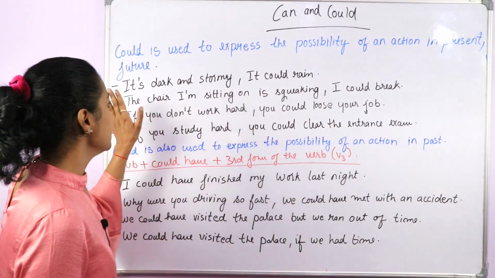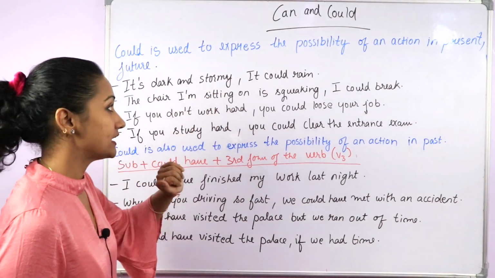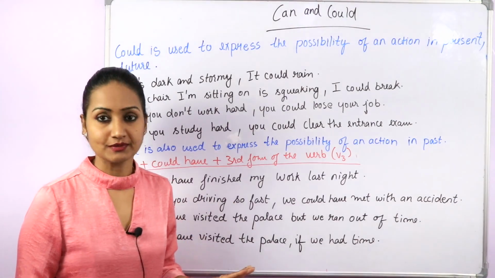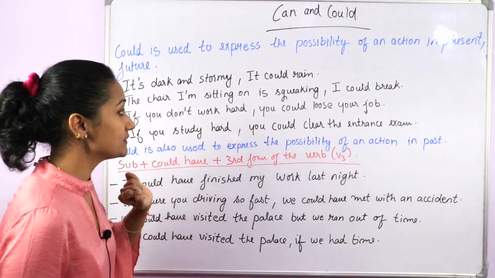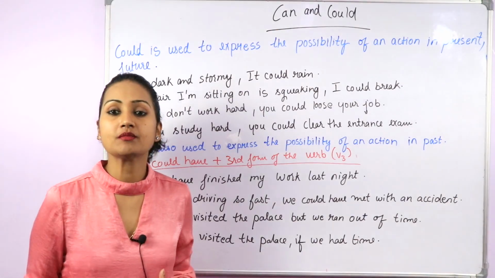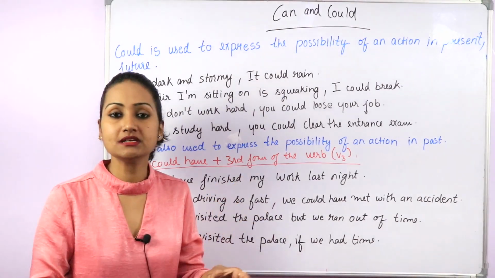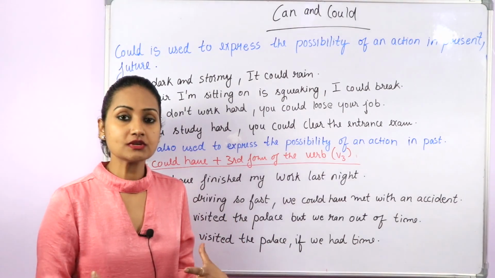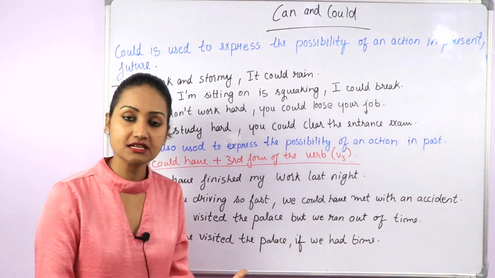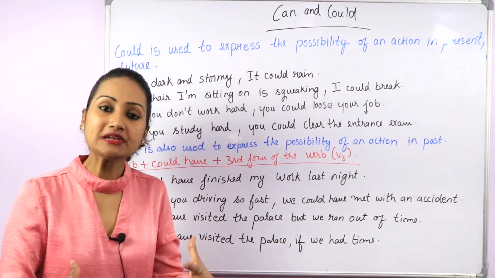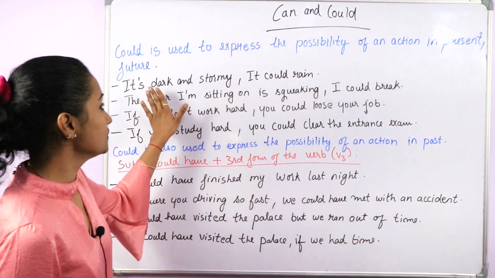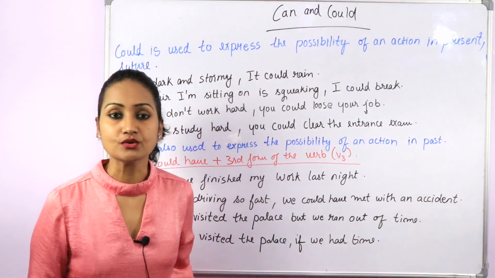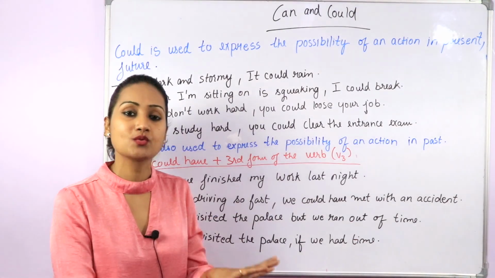How? It's dark and stormy, it could rain. So here we are talking about could, we are not talking about can. Okay, so it's dark and stormy, it could rain. For example, you come out of your office and you see it's gloomy, dark, stormy, and depending on this present situation, you can say that there is a possibility it could rain. There is a possibility of rain. Okay, so depending upon your present situation, you can say this. Whether it happens or not, nobody knows, but there is a possibility in present.